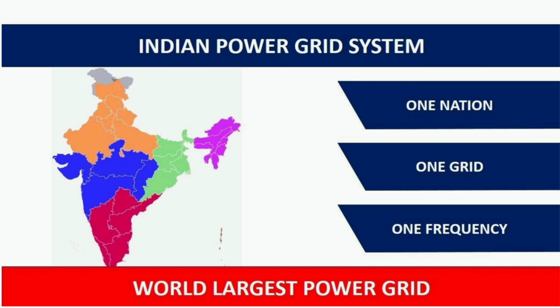Capacity of the national grid. Presently, the country has a total inter-regional transmission capacity of about 1,12,250 megawatt, which is expected to be enhanced to about 1,18,740 megawatt by the year 2023.